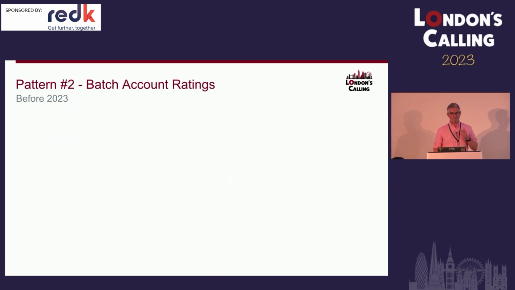The next pattern is around batch account ratings. This one's a little bit more complex. The way I want the batch account ratings to work is, first of all, I want to calculate all of my hot accounts in Salesforce. I then want to find all of the opportunities that are at stage 3 or later for those hot accounts, and I want to stack rank them. So the sales team could look in the org and say, right, here are all of my hot accounts with stage 3 or beyond opportunities, and I can see a stack ranking for me.